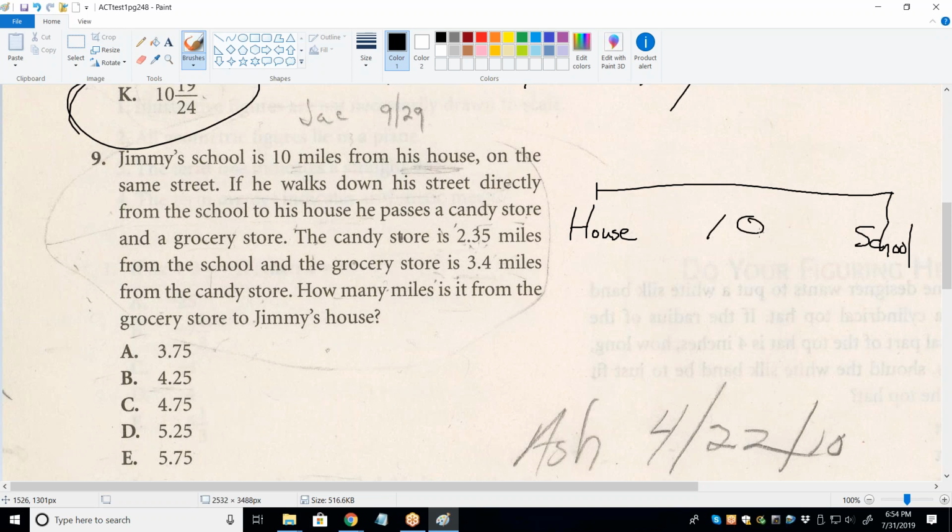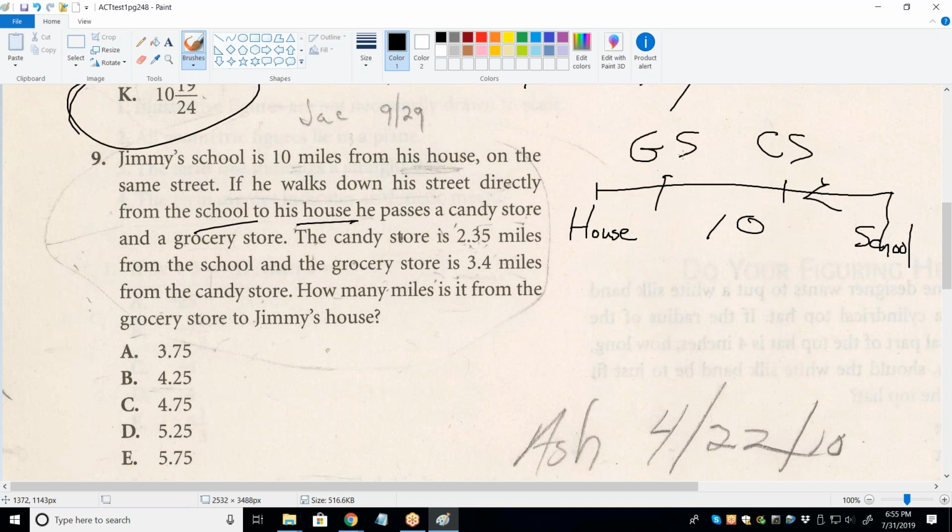Now, let's just read the instructions. If he walks down the street directly from the school to the house, notice he's going this way, not the other way. It's important. It doesn't say he's walking from his house to the school. It says he's walking from the school to his house. He passes a candy store and a grocery store. Well, there's the candy store. There's the grocery store.